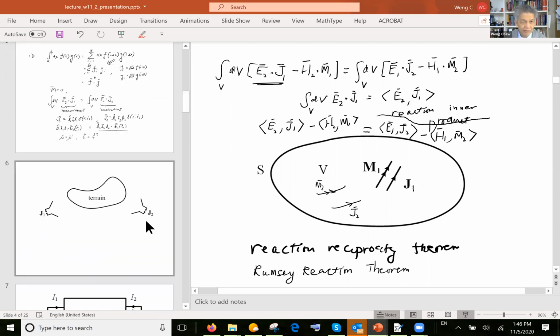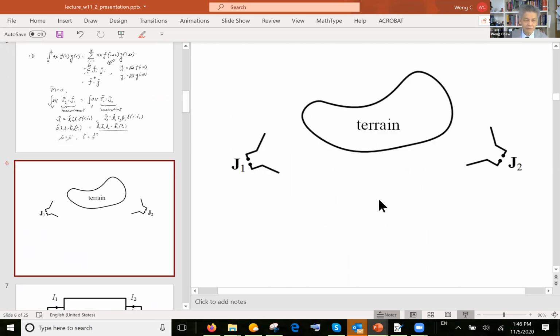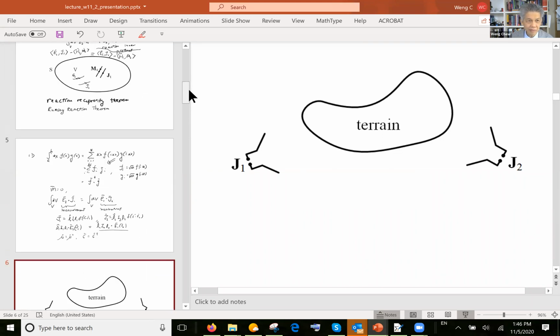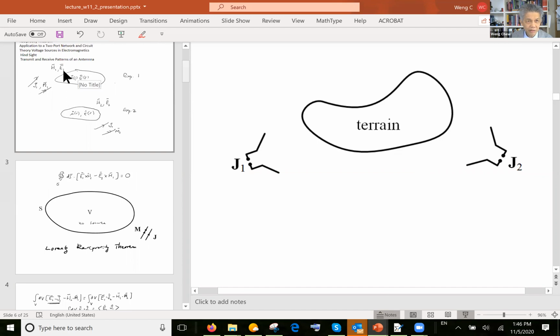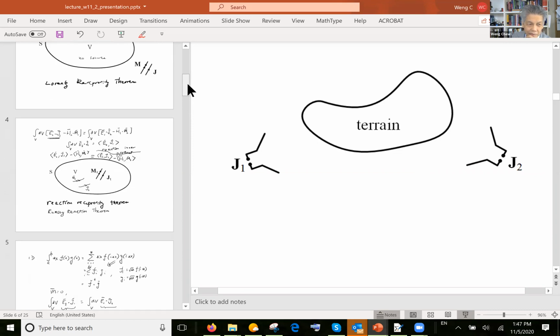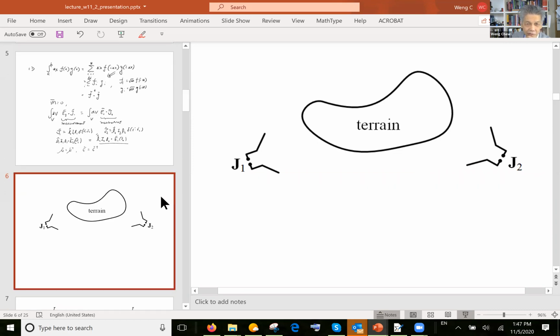So what I'm trying to say is that if we have these two problems over here, and this terrain is very complicated with two antennas, the medium that I have in proving this reciprocity theorem is quite arbitrary. Mu can be conductive, epsilon can be conductive, or mu can be lossy. So you can actually shape this into anything that you want. Let's imagine that we have shaped this mu and epsilon into something that looks like an antenna experiment.